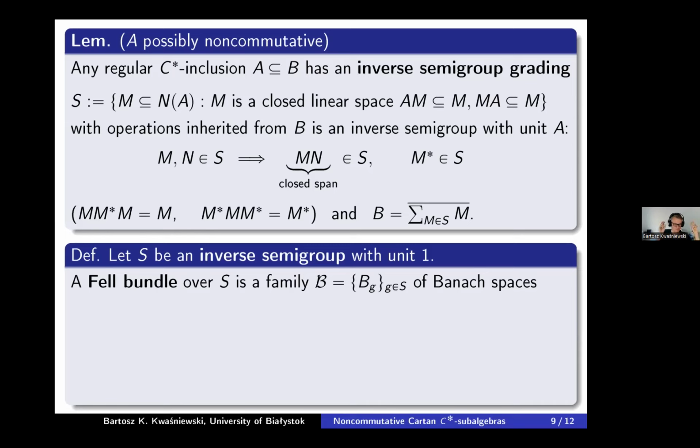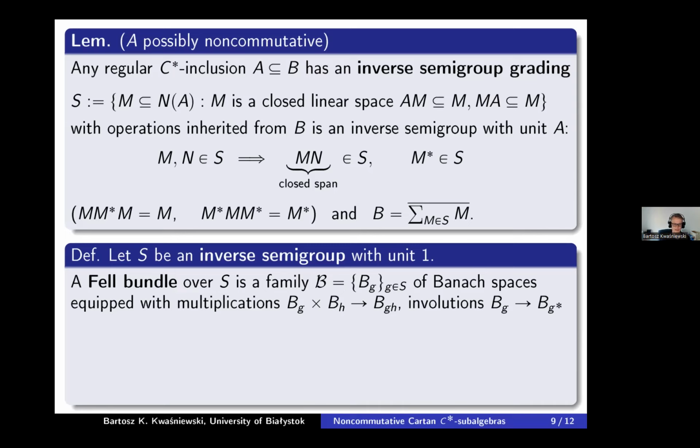So this is a very brief definition of a Fell bundle over an inverse semigroup. This was developed by Nándor Sieben and then by Ruy. So S is an inverse semigroup with unit for simplicity. A Fell bundle over S is a family of Banach spaces, these are the fibers. They come with the structure of Banach spaces, and we have multiplications such that B_g and B_h are mapped into B_gh. So this is the consistency with the semigroup law. And we have involutions that turn an element in B_g into an element of B_g star, where this star is the star from the inverse semigroup.